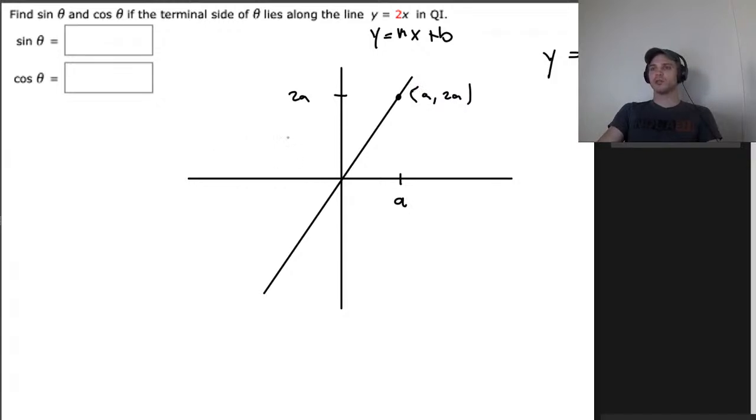So we can use these two values to find sine and cosine. Let's imagine this is a triangle.